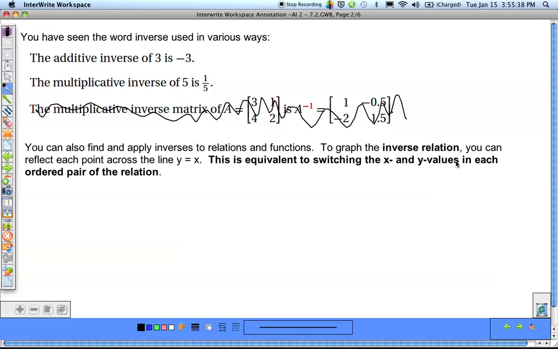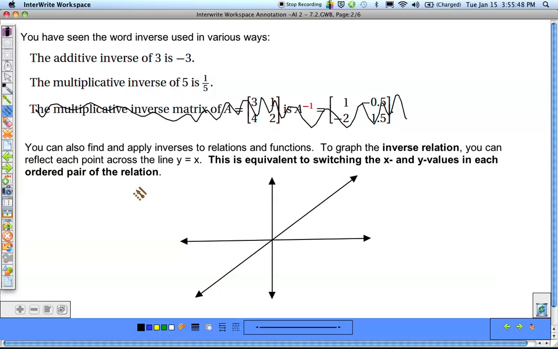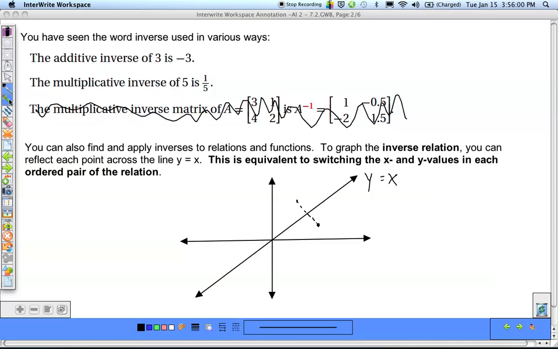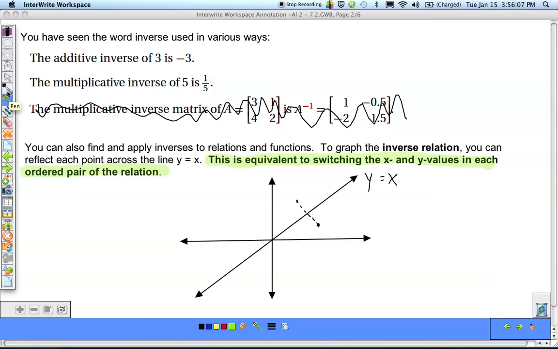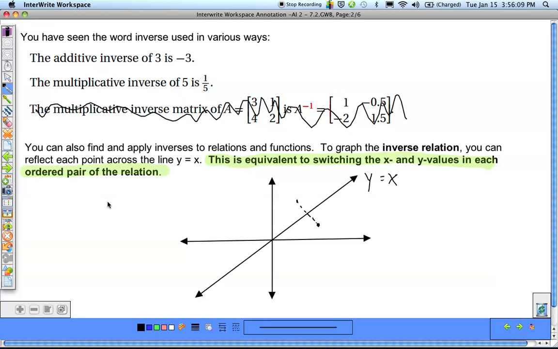To be able to graph an inverse relation, you would reflect it across the line y equals x. That line y equals x is just a diagonal line that goes through the origin. Its y-intercept is 0, and you reflect the points across this line. So you would take a point here, reflect it across, and it would get moved here. At times it can be difficult to reflect it across the line y equals x, but the nice thing is this is the same thing as just switching the x and the y in each ordered pair that you see, and we're going to see how that works in the next slide.